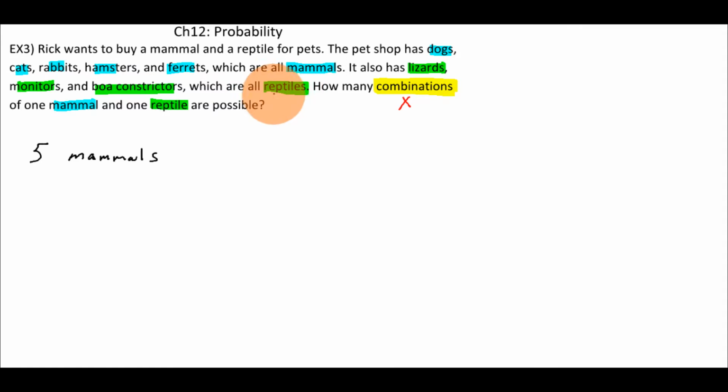Also, how many reptiles are there? Well, there are 1, 2, 3 different types of reptiles. So 3 reptiles. So if we're going to combine the mammals and reptiles, all of the combinations that are possible, we're going to use multiplication. So let's multiply 3 times 5 here, or 5 times 3 in this case. 5 times 3 will give us a value of 15. There are 15 combinations.